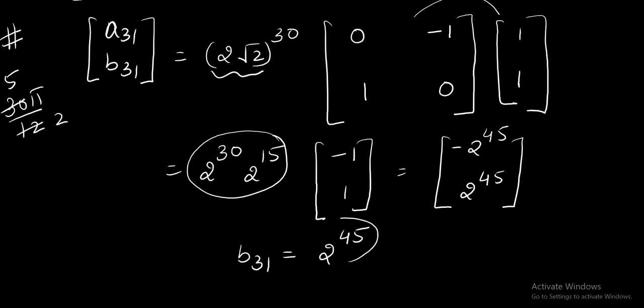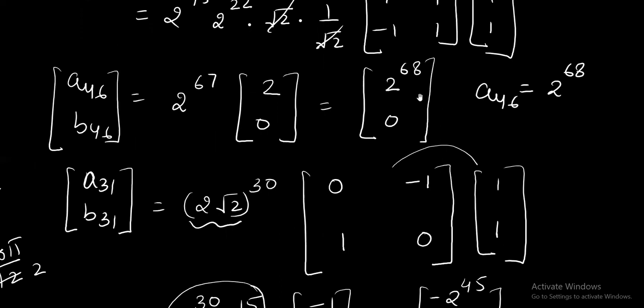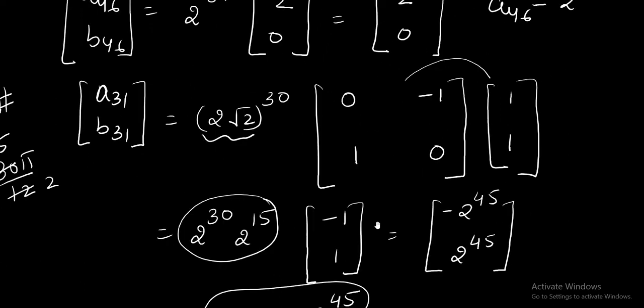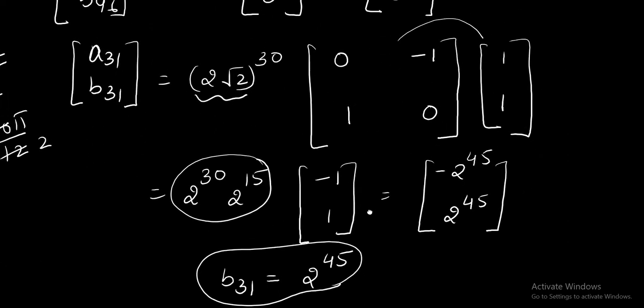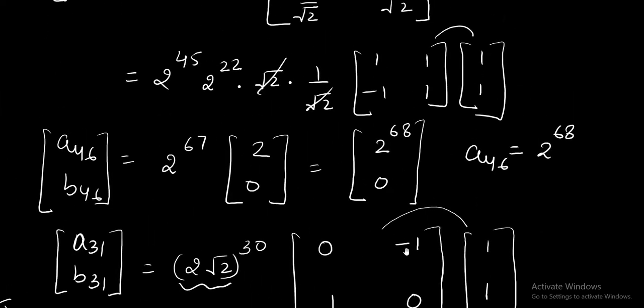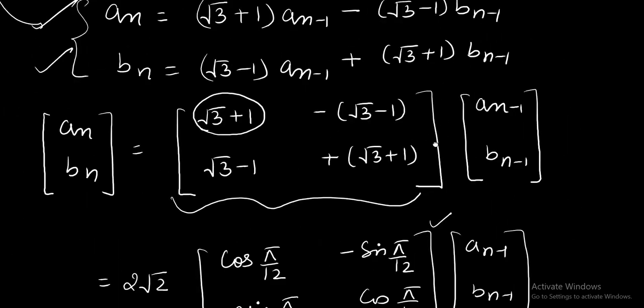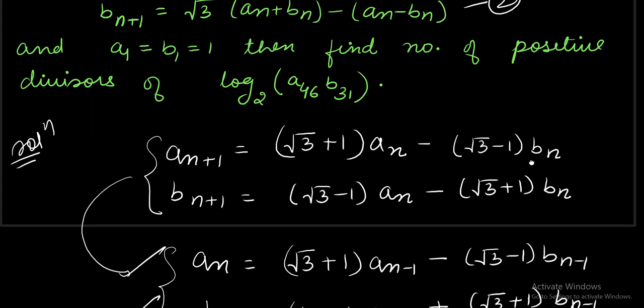So now we have the value of B31. We also have the value of A46, right? We needed these two values. We needed A46 and we needed B31. Now look at both values carefully because now I'm going to put them in the question. B31 is 2 power 45, A46 is 2 power 68. Let us go back to the question. Because now I have all the values, I'm going back to the question and putting them over here.